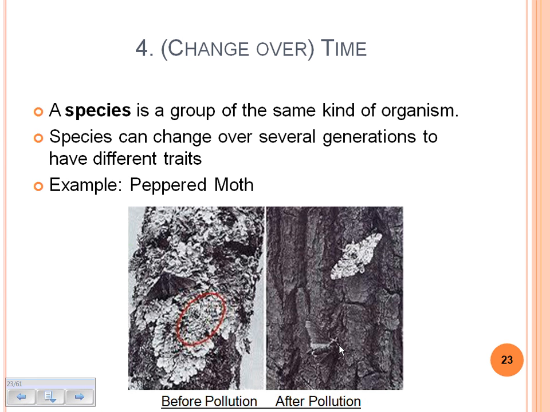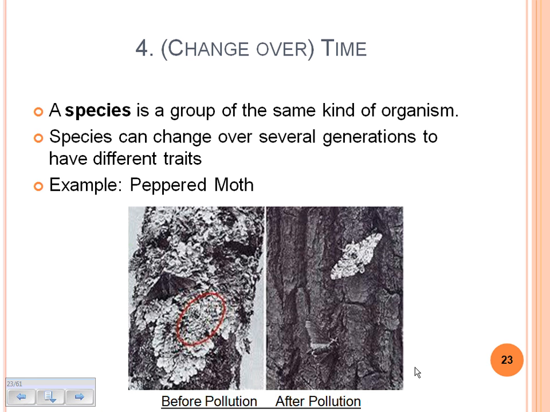So different genes can be more favorable and expressed throughout time, but those expressions can certainly change based on the environment and cause a shift in the gene pool. So before pollution, you had more white moths than dark moths, and after pollution, you had more dark moths than white moths.